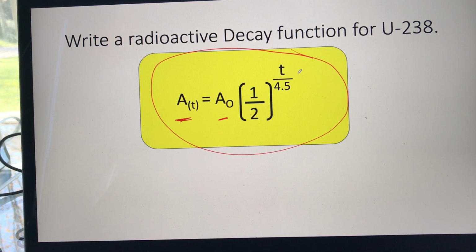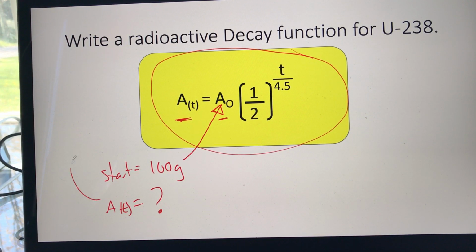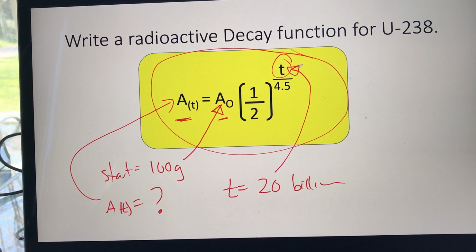So the kind of question would be, suppose you start with 100 grams of uranium-238. So 100 grams would go in here, my starting value. Suppose I want to know how much I'm going to end up with. What's my final amount going to be? Well, that would be this. And all I really need to know is for how long. If it's 4.5 billion years, who knows? Maybe I say T is 20 billion years. Okay, depends on what the number is. So that 20 would just sit in there for T.